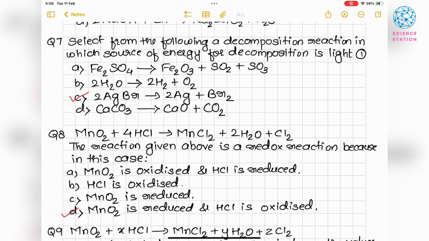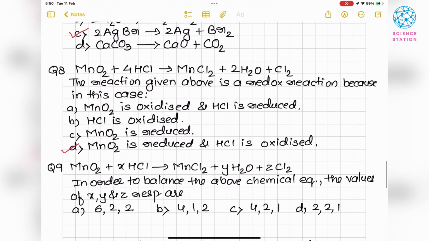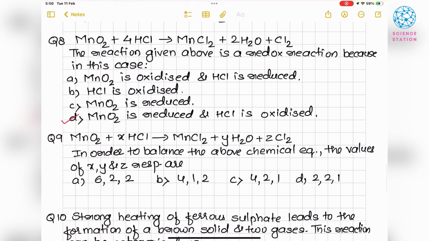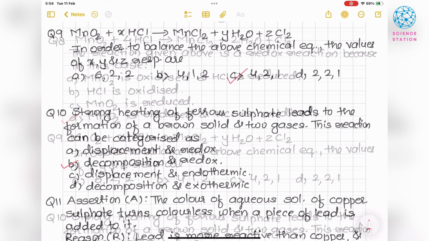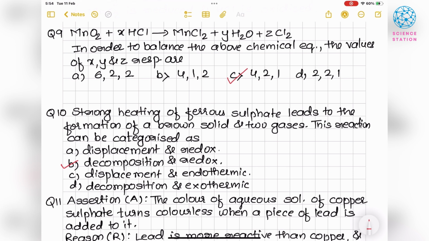Now next question says MnO2 plus xHCl gives MnCl2 plus yH2O plus zCl2. In order to balance the above chemical equation, the values of x, y and z respectively are, so it should be 4, 2 and 1. Then, tenth one says, strong heating of ferrous sulfate leads to the formation of a brown solid and two gases. This reaction can be categorized as decomposition and redox reaction.